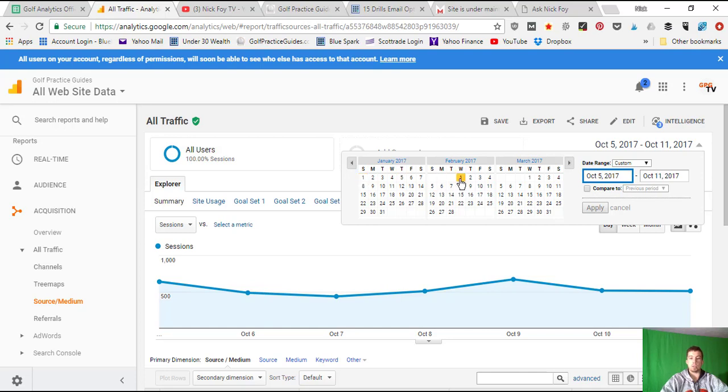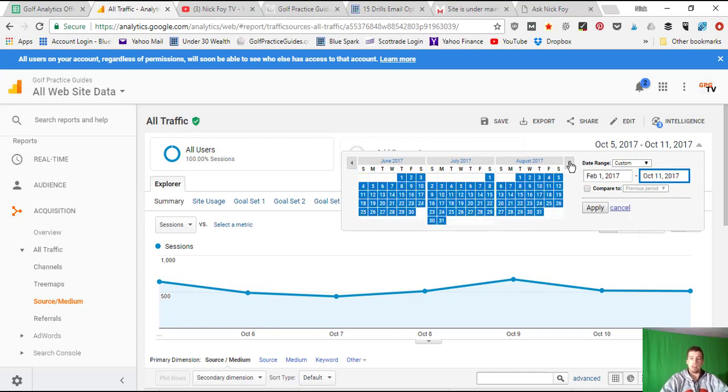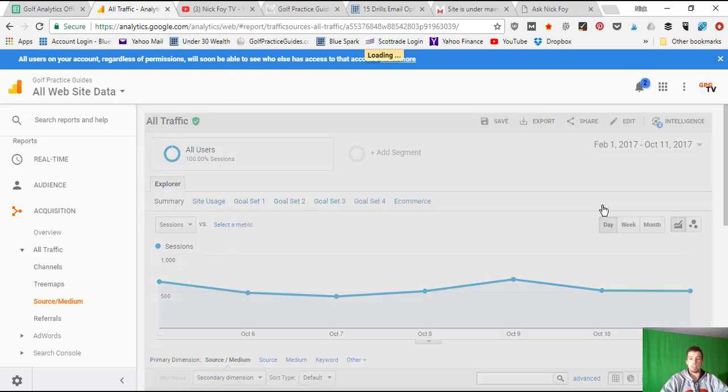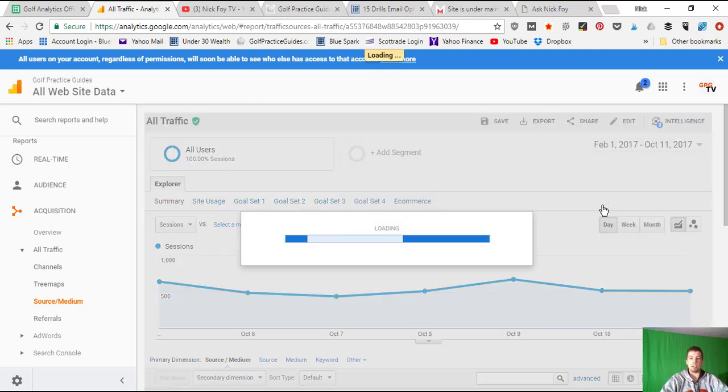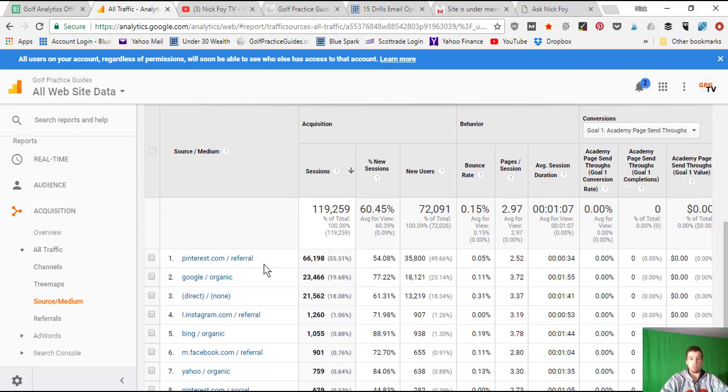So I started using Pinterest in about February. So we'll go back to February and now we'll come all the way forward here into October 11th and we'll click apply. So this is going to pull basically the last 8 or 9 months of data, and you're going to be able to see how much traffic I've gotten already to my website from Pinterest. So when we come down here, Pinterest, we've already had 66,000 people come through my website from Pinterest. This is about 3 times how many people have come from Google.